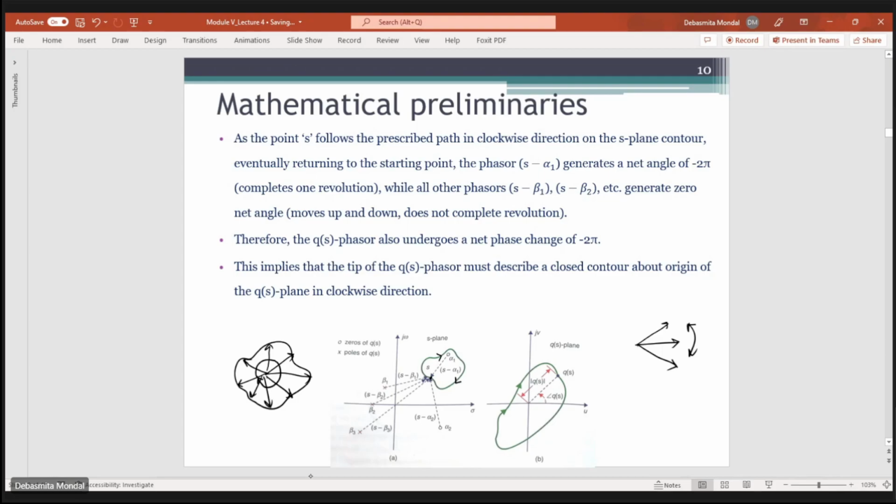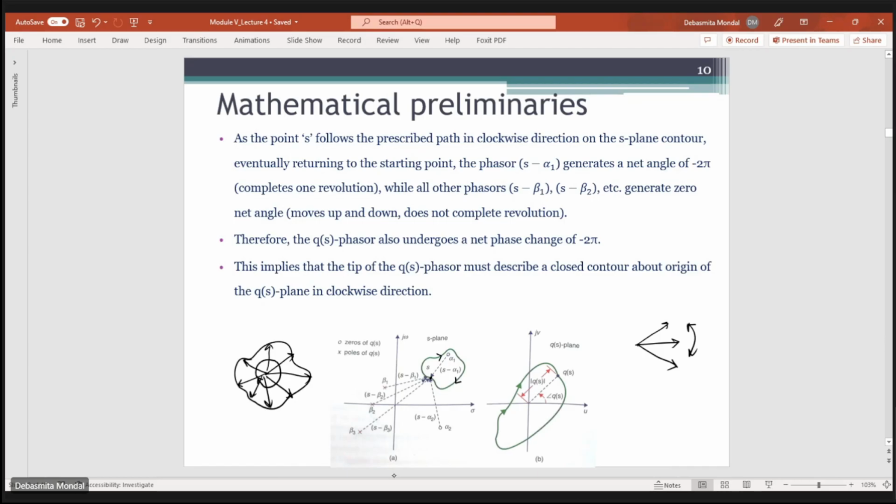So that means we can say that the overall phase contribution for the other poles and the zeros, which are not enclosed within this contour, is equal to 0, or generates a net angle of 0. So similarly, this is about the S plane.